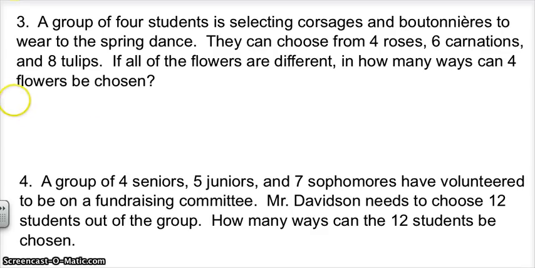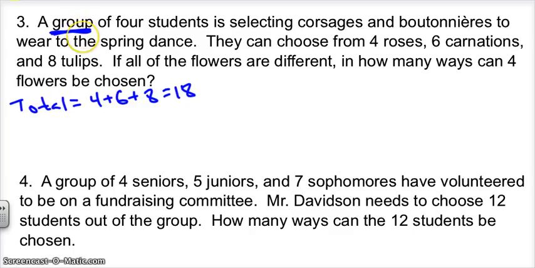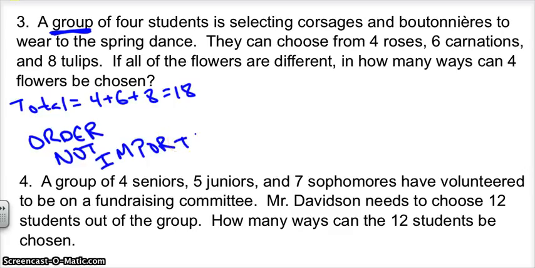So first we have to figure out the total. Our total is all the flowers added up. So we have 4 roses plus 6 carnations plus 8 tulips. That gives us 18 flowers to pick from. So we want a group of 4. So is this a combination or a permutation? We have a group. Anytime you have groups, order does not matter. Order is not important. So we have, if I can spell this out all the way, a combination on our hands.